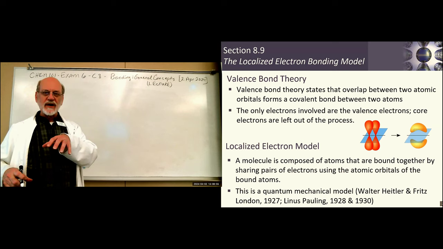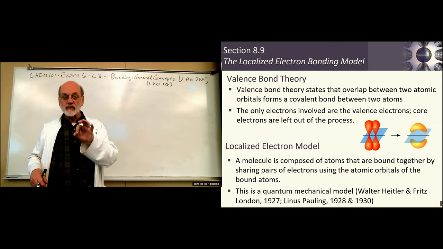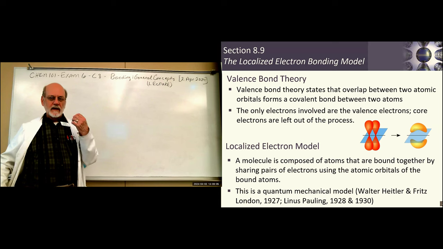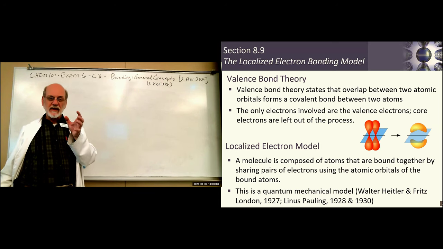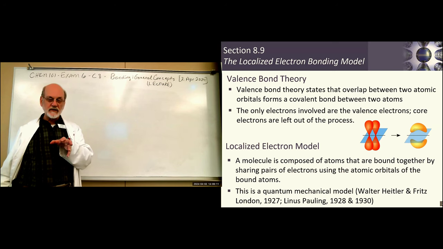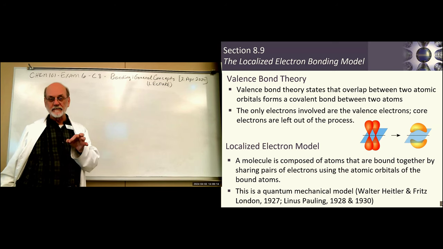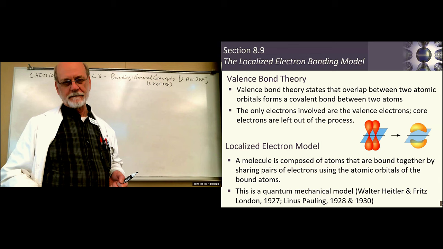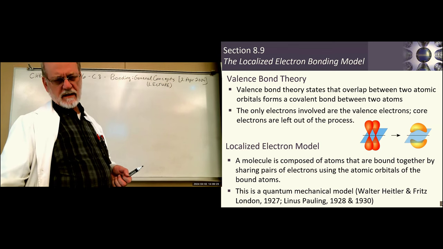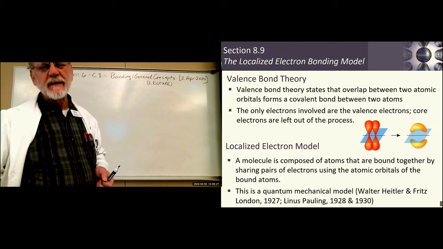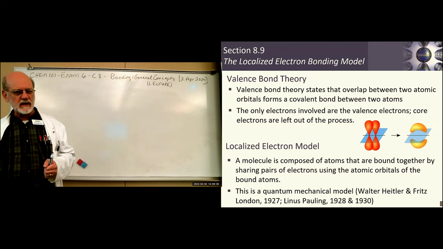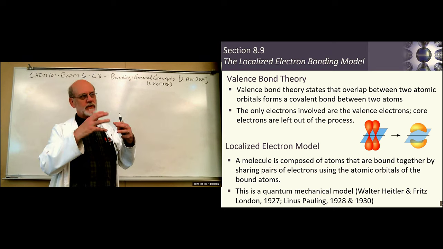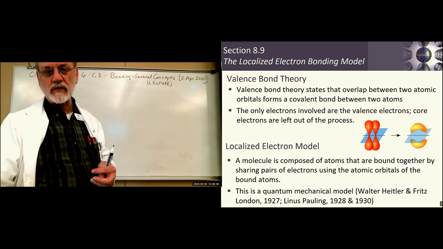So that's where the valence bond theory comes from. And there's a model that goes with it called the localized electron model. In this model, a molecule is made up of atoms that are bound together by sharing pairs of electrons using their atomic orbitals only. And this is a quantum mechanical model. Well, it is to a certain extent a quantum mechanical model because the quantum mechanical model of the atom tells you which ones of the orbitals will overlap. That's as far as it goes.